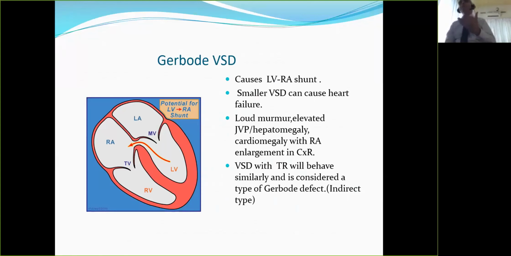In fact, more common than the classical or type 1 Gerbode defect, there is a more common type 2 or indirect type of Gerbode defect because you may have a defect here, which is a typical perimembranous defect, and you may have a hole in the tricuspid valve septal leaflet. Or some abnormality of the septal leaflet of the tricuspid valve allows that left to right shunt from the LV to RV to be directed into the RA. This will be called an indirect Gerbode. That's all about the clinical findings.